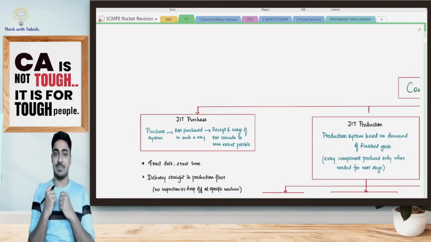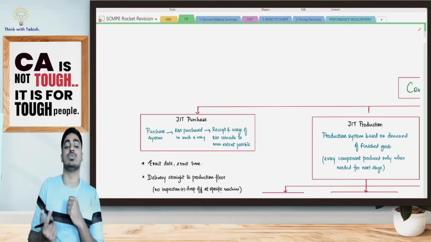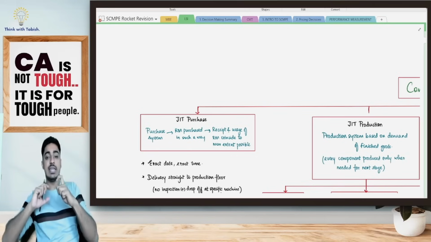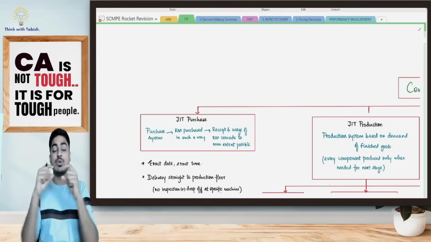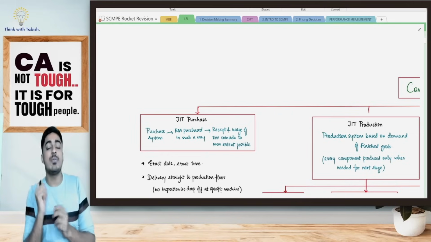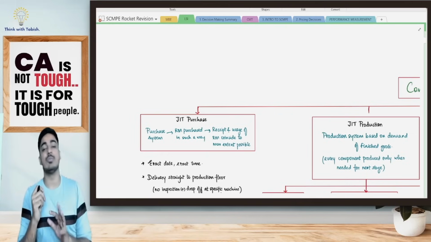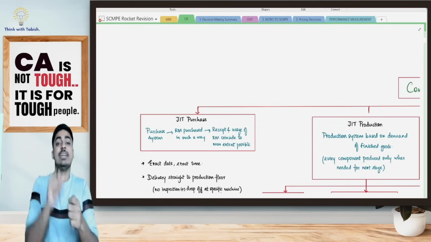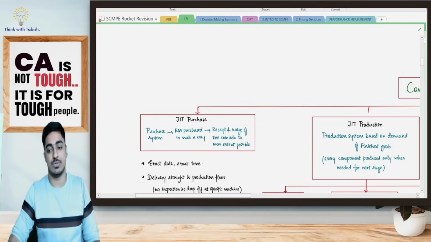It's a purchase system wherein, when are we purchasing the goods? Raw material is purchased in such a way that the receipt of raw material and the usage of raw material coincide to the maximum possible extent. Fine. Just-in-time production. It's a production system wherein every component is produced only when it is needed for the next stage of production. Okay, fine.